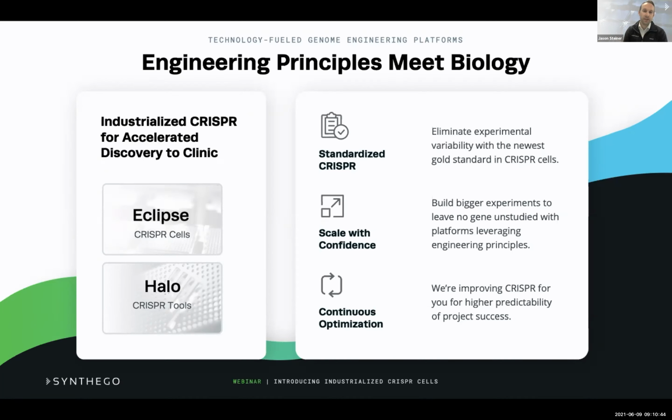So these platforms, we have 2 of them. We will discuss one of them in detail here. And the other one, Halo, is our platform for generating CRISPR engineering tools. So these are tools for actually doing CRISPR at scale. And Eclipse is our platform for generating CRISPR engineered cells at scale.